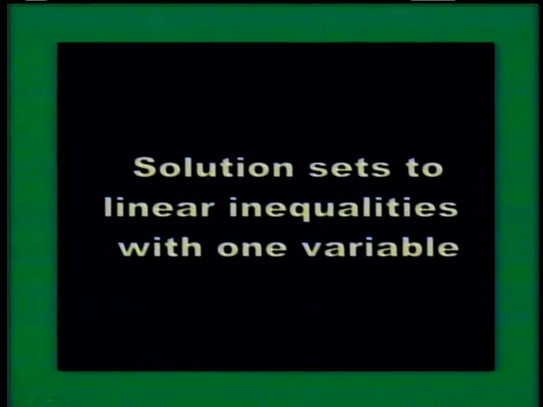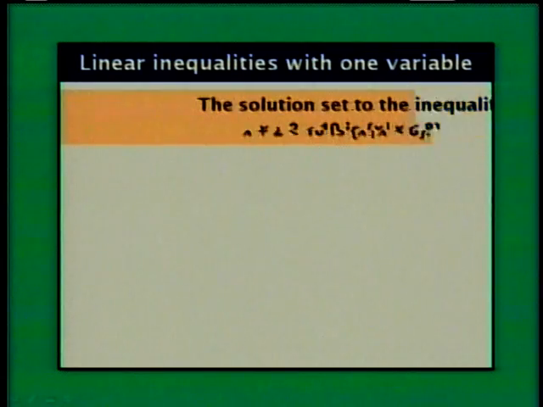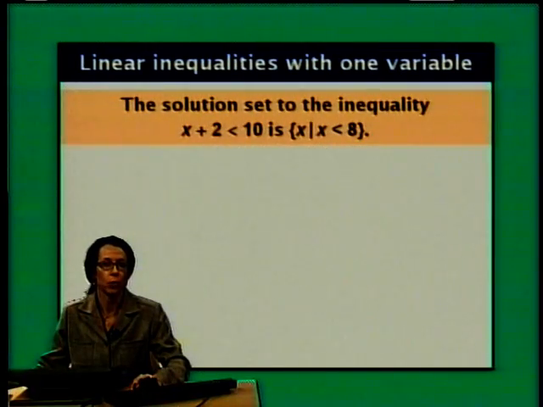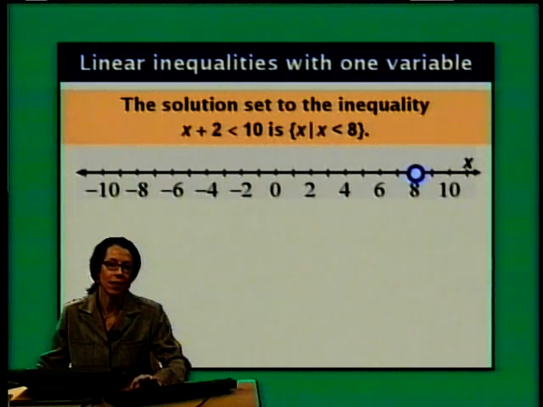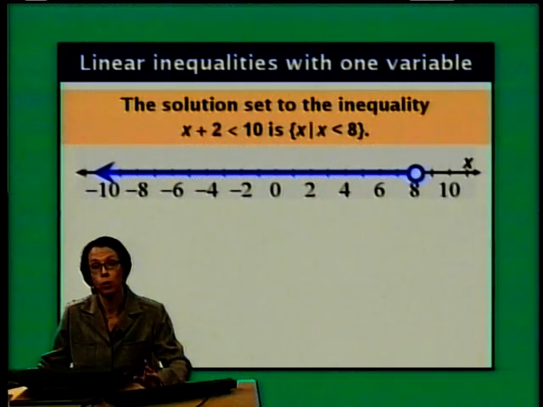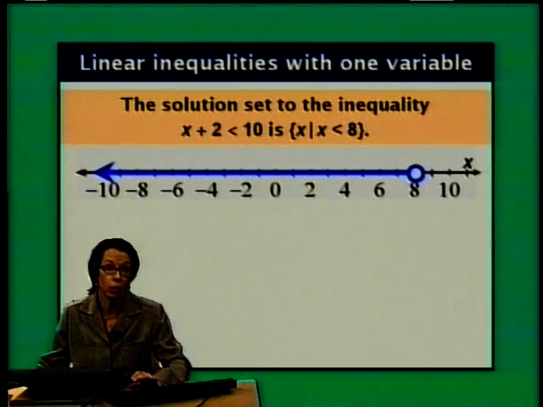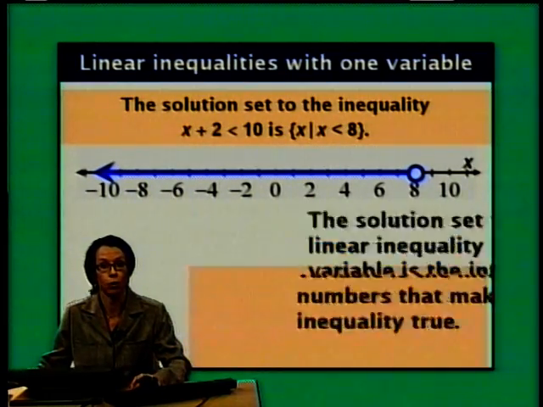So let's review linear inequalities with one variable. So here's the inequality, x plus 2 is less than 10. The solution set to this is the set of all x such that x is less than 8. Now here it really does help to draw a picture of the solution set. 8 is an upper bound on our solutions. We're looking at all numbers less than 8. So we represent this by drawing an interval. So the solution set to this inequality is an interval of real numbers, an infinite number of numbers in this interval that make the inequality true.